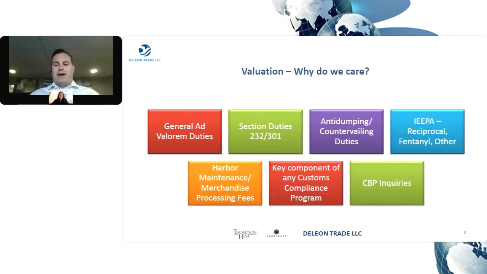So valuation, why are we here? Why do we care, right? Well, now more than ever, valuation is driving duty impact on goods. Before, classification was super important, and not that it isn't anymore, but now valuation is driving everything, whether we're talking about ad valorem general duties, Section 232 on aluminum, steel, copper, you name it, right? 301 duties on China, anti-dumping, countervailing, IEEPA reciprocal, IEEPA fentanyl, HMF, MPF. It's the key component of any good customs compliance program, and foundationally, it's more important than ever. And in addition, it's important from the CBP inquiries that we're seeing.